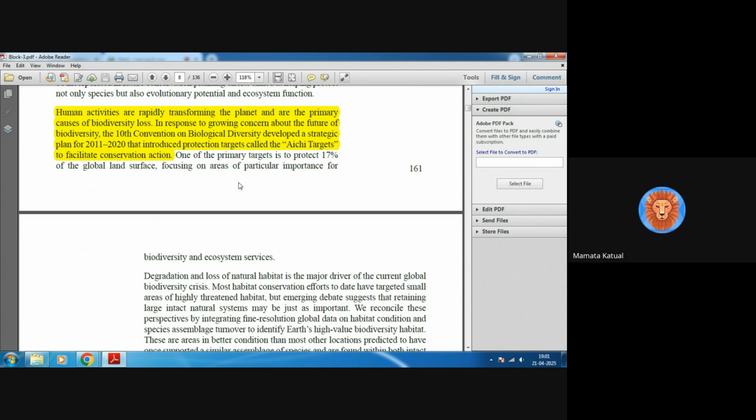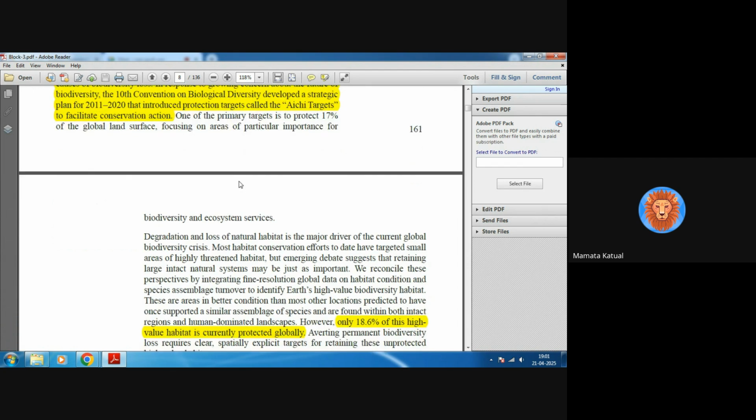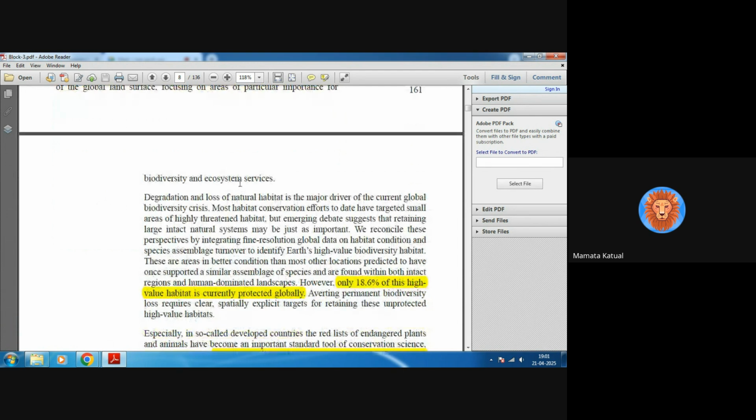We have discussed earlier in block 1 what the ecosystem services are, and it was also repeated in block 2.